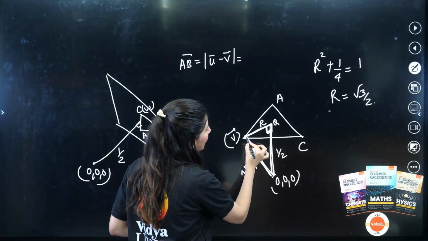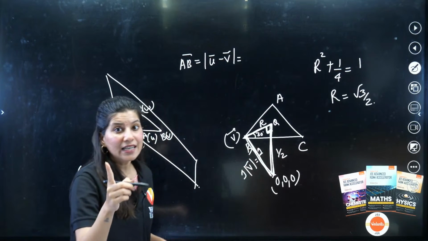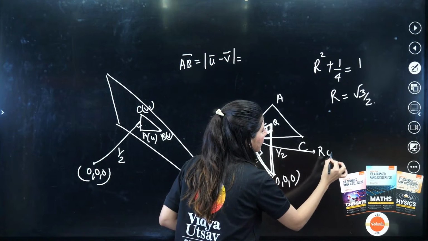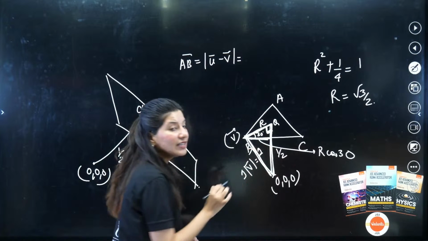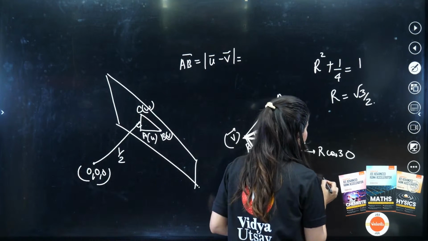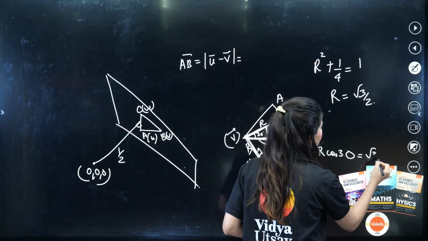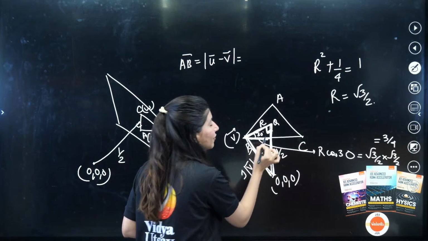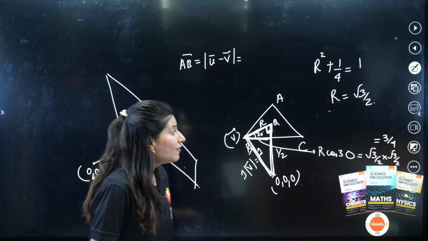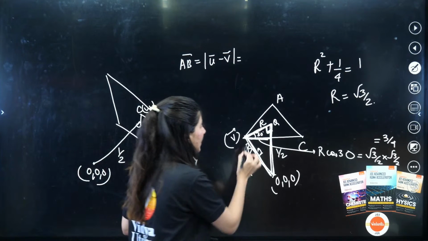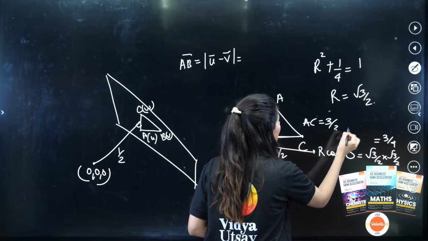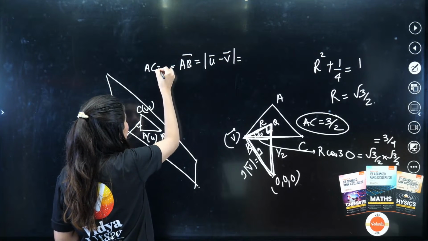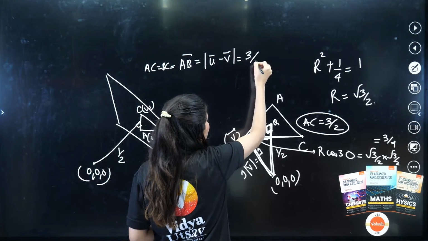And if this is root 3 by 2, and this angle is of course 30 degrees in an equilateral triangle, so if this is R, this will be R cos 30 degrees, which is half of the side. So root 3 by 2 into root 3 by 2 is going to be 3 by 4, which is half of the side of the equilateral triangle. That means the length of AC finally is coming out as 3 by 2, and we are done. AB is equal to AC is equal to BC. All three are equal, and that is 3 by 2.